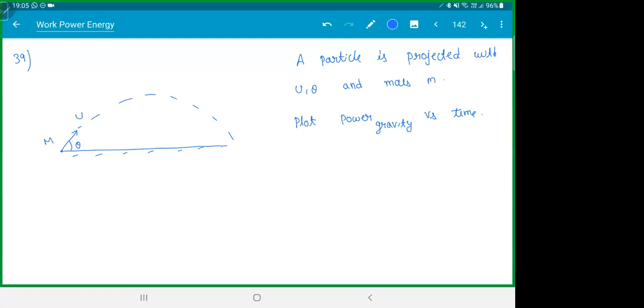Let's see how much you remember of kinematics. I hope everyone remembers the position vector, x coordinate, y coordinate, vx, vy. You should remember the velocities and the position vector at any time t.